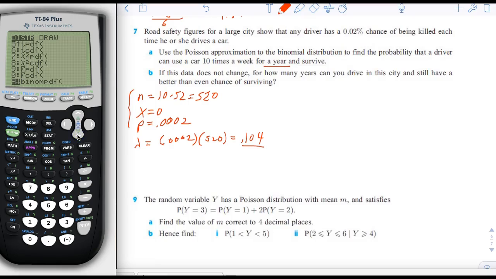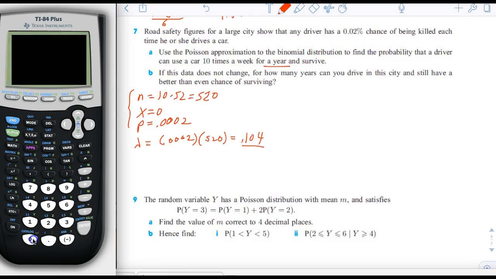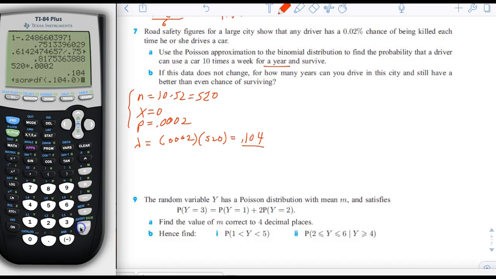So Poisson, in this case, we can use PDF because we only want to find when x equals 0. And we put 0.104, which is the average number of times, or the expected number of times you would die in a year based on the probability we were given. And we want to die 0 times. So it's 0.901. I did this calculation also, and it comes out very close to 0.901. Okay.